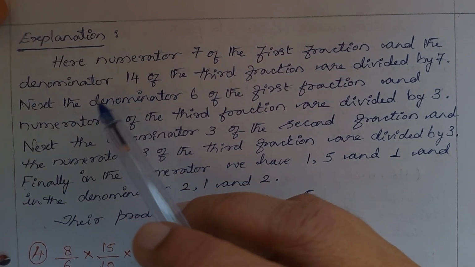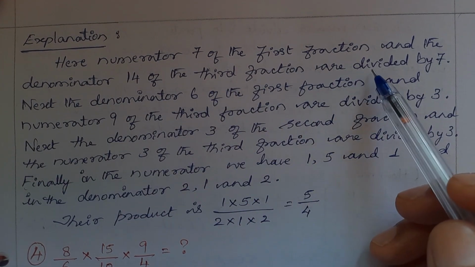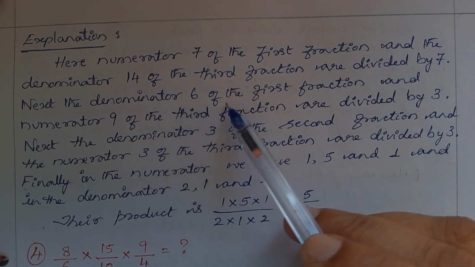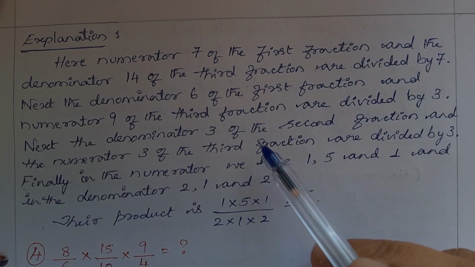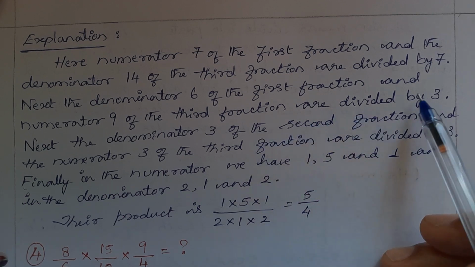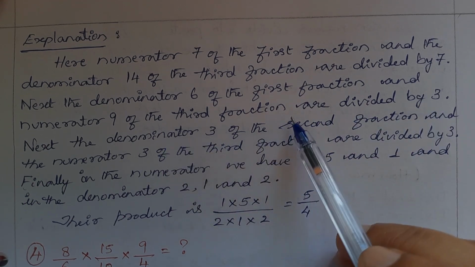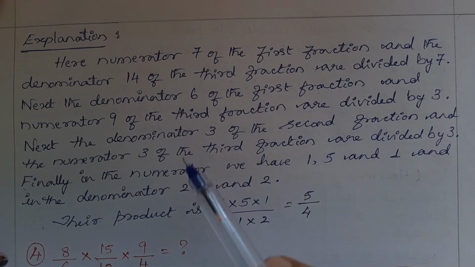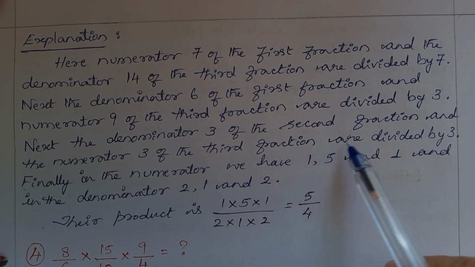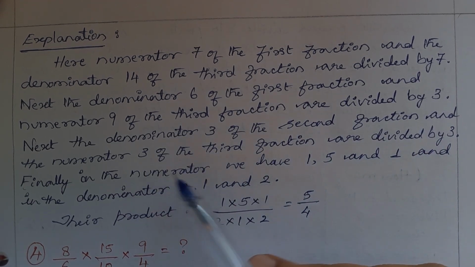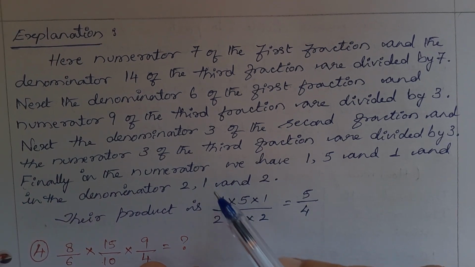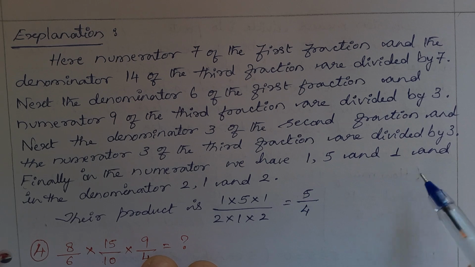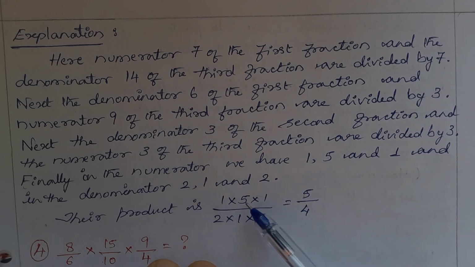Explanation: here numerator 7 of the first fraction and the denominator 14 of the third fraction are divided by 7. Next, the denominator 6 of the first fraction and the numerator 9 of the third fraction are divided by 3. Next, the denominator 3 of the second fraction and the numerator 3 of the third fraction are divided by 3. Finally, in the numerator we have 1, 5 and 1, and in the denominator 2, 1 and 2.